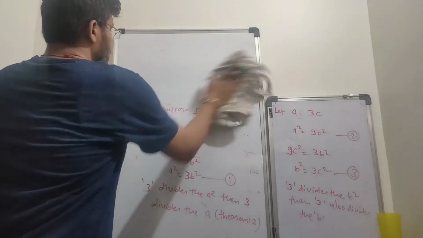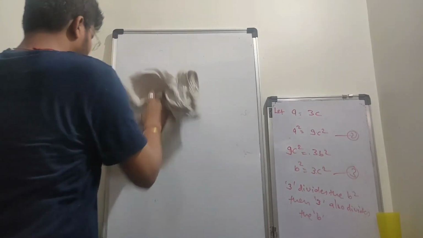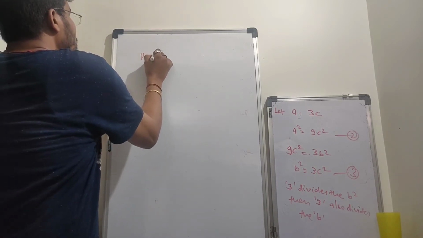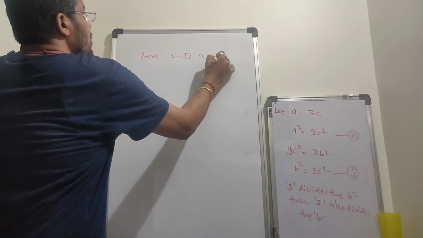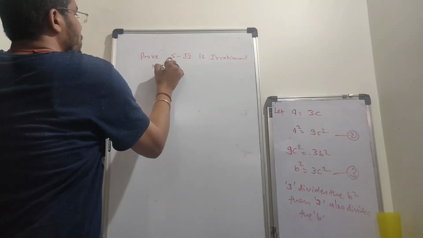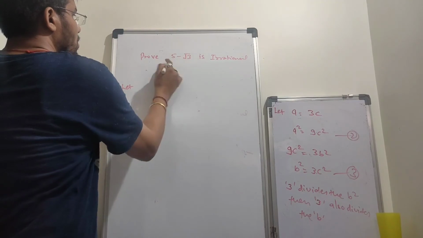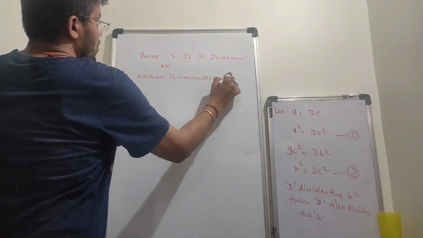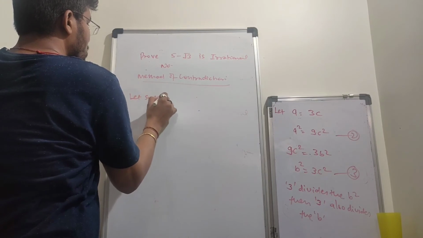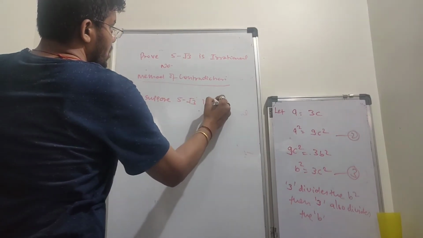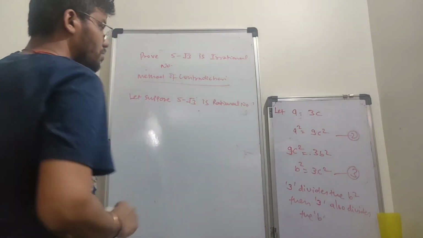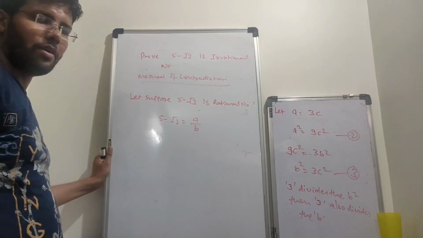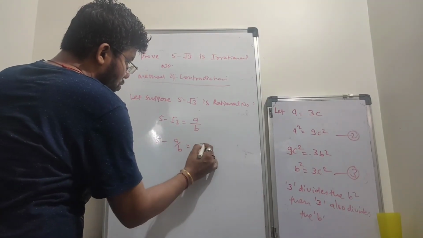Now next question. Same, we have used a method of contradiction. Prove 5 minus root 3 is irrational. Again we are using a method of contradiction. Let's suppose 5 minus root 3 is a rational number. So 5 minus root 3 can be expressed in the form of a by b. So 5 minus a by b is equal to root 3.